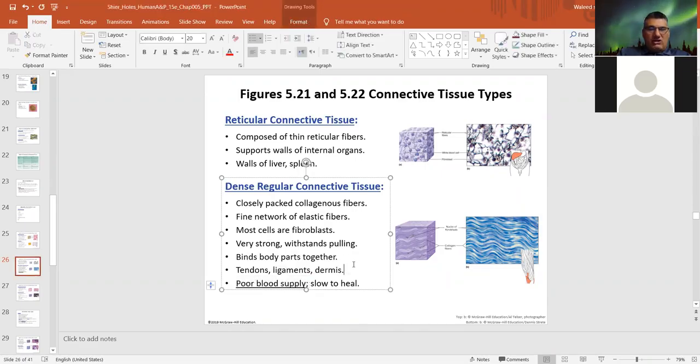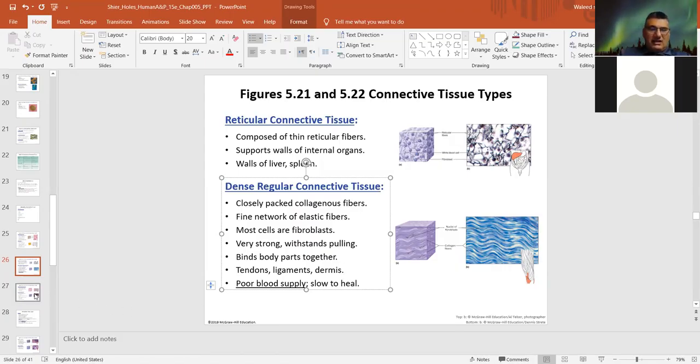you need to know where. It's dense regular. What do you mean by dense regular? It's dense, it's tough and thick. Regular means, if you look at this picture, you see these lines are going parallel. Regular, it looks regular, it looks nice, parallel.